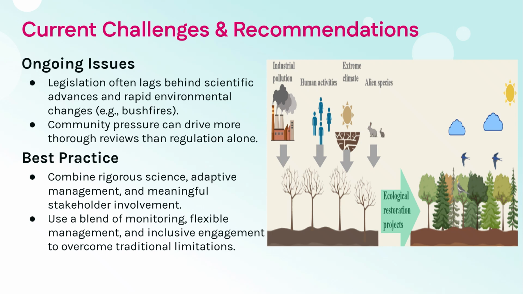Australia's legislation often lags behind science and community expectations, especially when rapid change like bushfire hits. Social licence and public engagement, as seen in Brandy Hill, can drive more comprehensive biodiversity reviews than regulation alone. The most effective approach combines rigorous science, adaptive management, and genuine community involvement. This blend of ongoing monitoring, flexible adaptive management, and inclusive stakeholder engagement moves beyond the limits of traditional statutes, creating more responsive and resilient conservation practices.